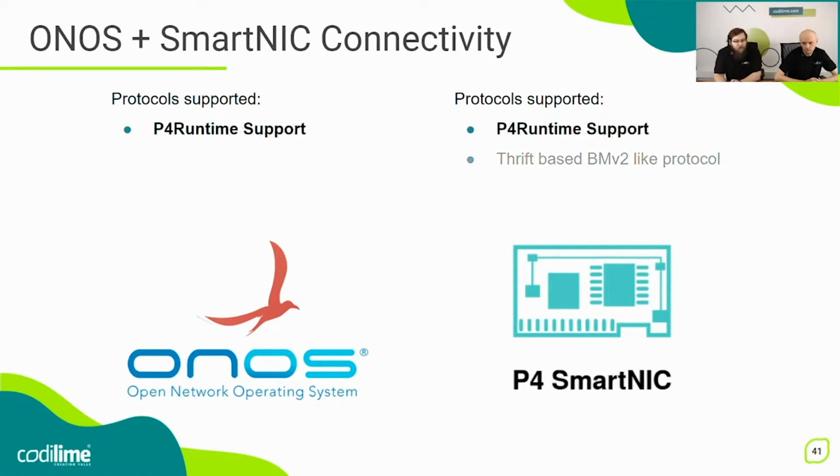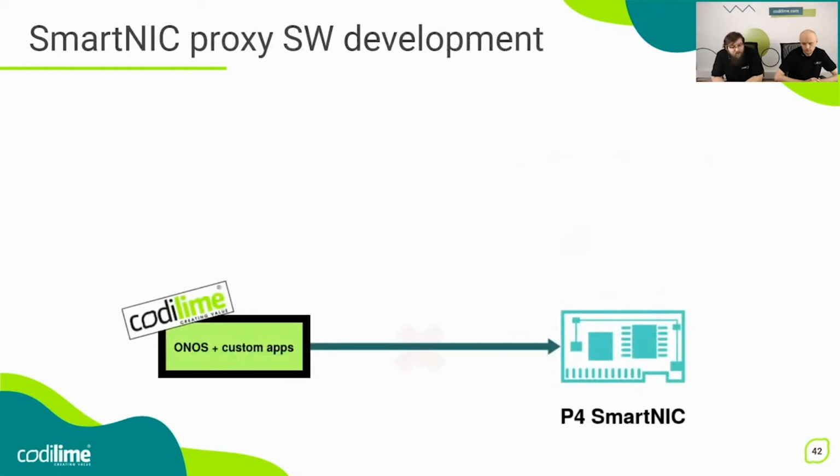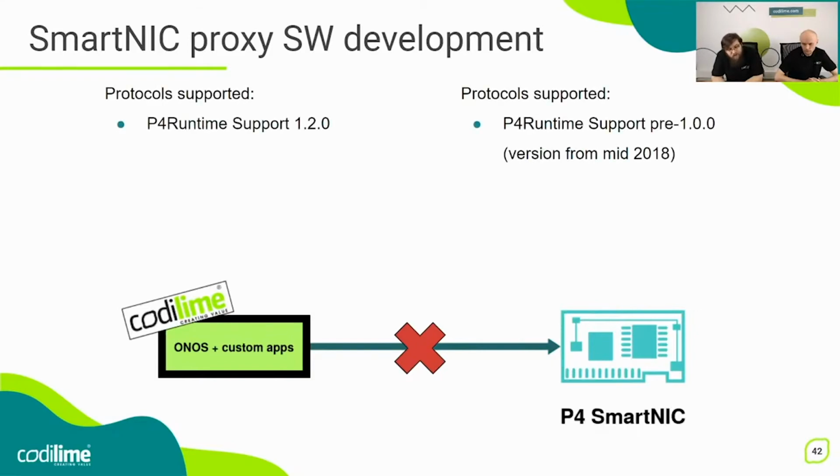Since both ends support P4Runtime, our natural choice was to use it to realize communication between the data plane and control plane. But after the first try, it turned out we were not able to do this. We realized that ONOS supports the newest version of the P4Runtime protocol, while the RTE for our SmartNIC was using a very early P4Runtime version, and those two versions were not compatible with each other. Our next step was to downgrade the version of P4Runtime in ONOS, but it also didn't work.